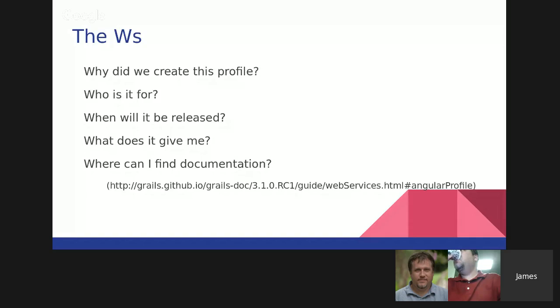And then where can I find documentation? I wrote a pretty complete example of documentation on the Grails docs. You can go find it right now in the 3.1.0 RC1 documentation, under web service number 10. Okay.